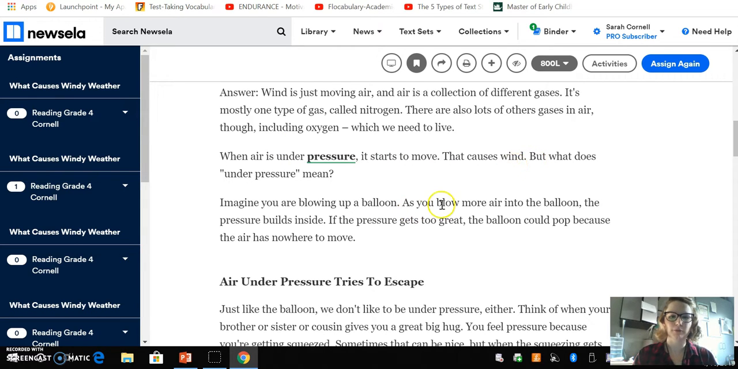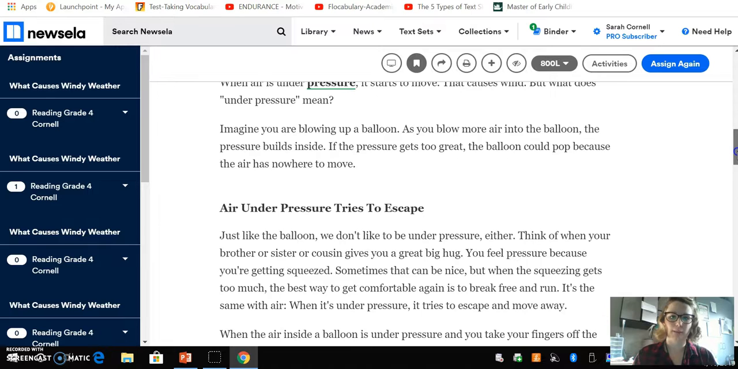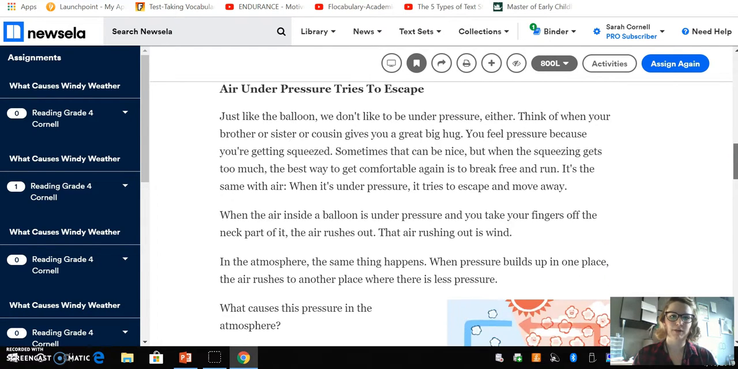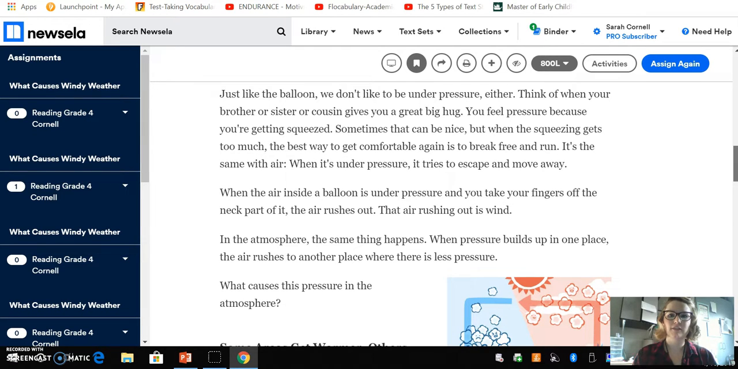Imagine you're blowing up a balloon. As you blow more air into the balloon, the pressure builds inside. If the pressure gets too great, the balloon could pop because the air has nowhere to move. Air under pressure tries to escape. Just like the balloon, we don't like to be under pressure either. Think of when your brother or sister or cousin gives you a big hug.